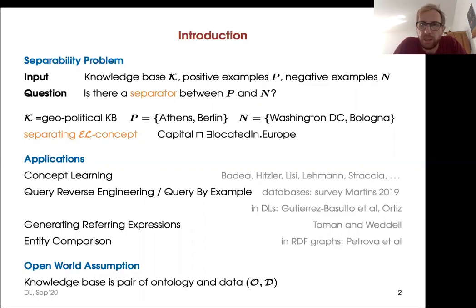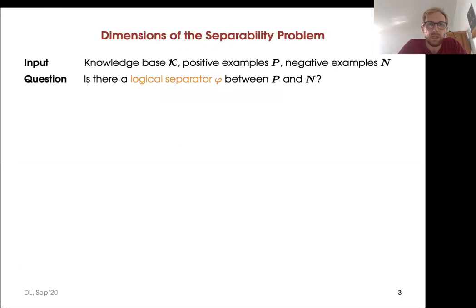Throughout this talk, I will be making the open world assumption. I know this is common in the DL community, but still I want to stress it because there has also been a lot of research on this separability problem in the database community where they do the closed world assumption. So the separability problem is not well defined yet, and it has many dimensions. I want to discuss now a couple of dimensions of the separability problem.